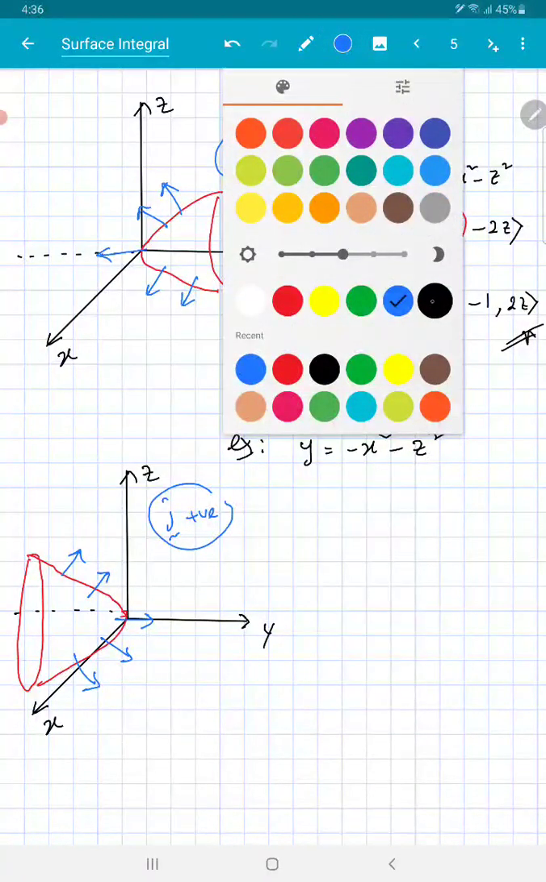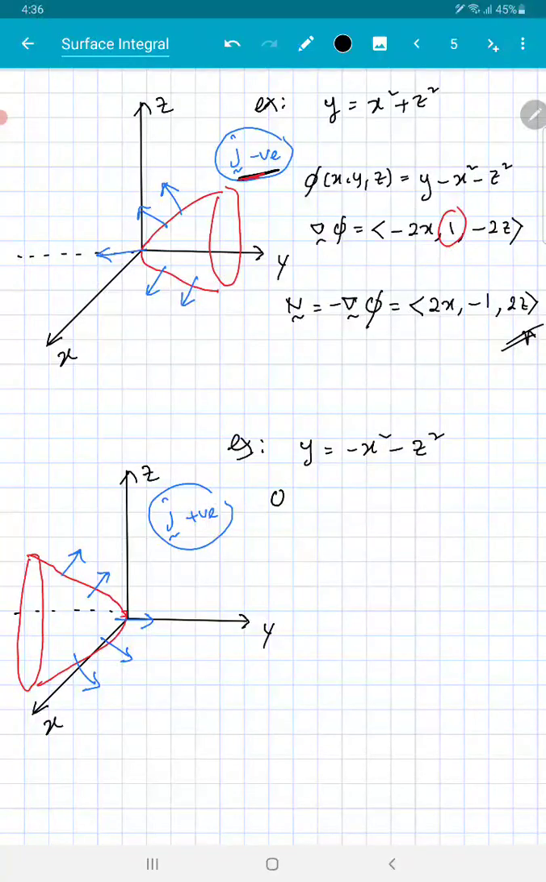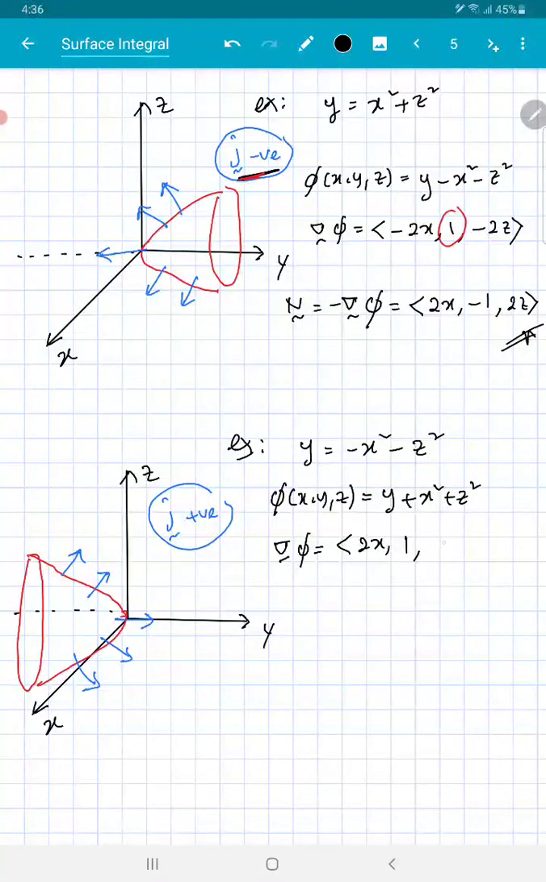Okay, now rewriting our surface sigma as a function of x, y, and z. Now when you rewrite this, you get y plus x squared plus z squared. So the gradient of phi is equal to 2x. Differentiate phi with respect to y, you get a 1. Differentiate phi with respect to z, we get 2z. And then you check for the y component, and here the y component is already positive, the same sign as what we want. Then this is our normal vector. So normal vector is our del phi, which is equal to 2x i plus 1 j plus 2z k.